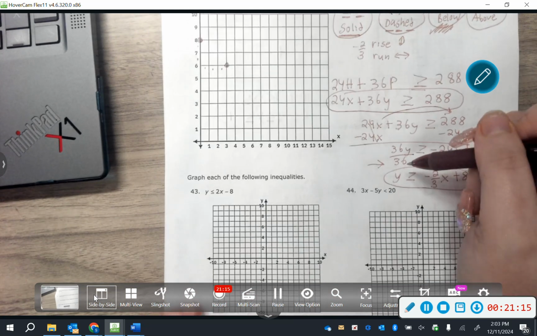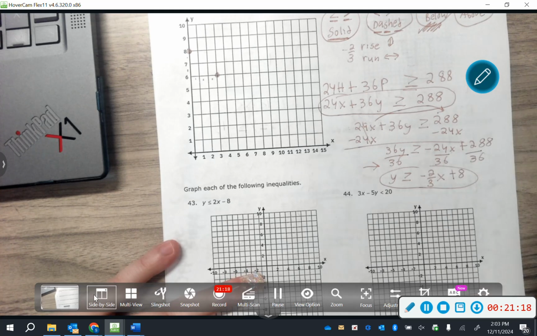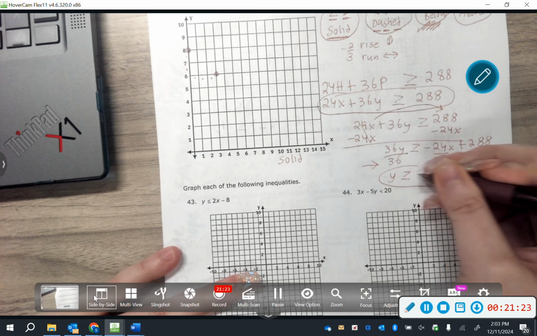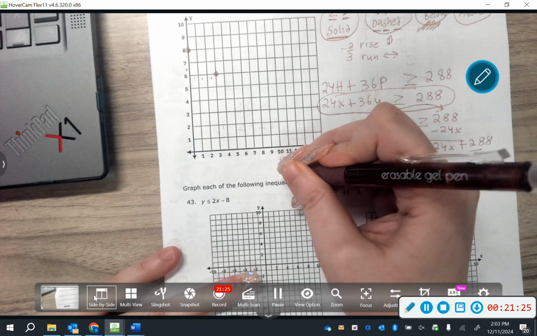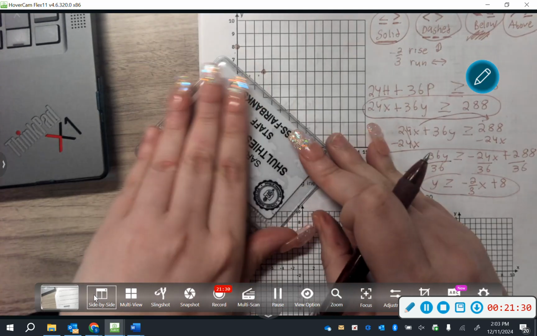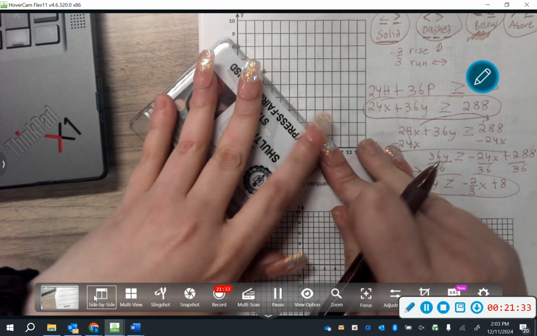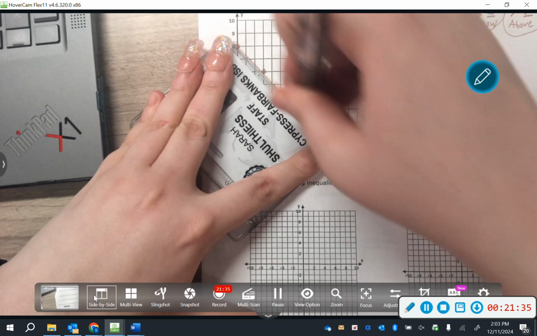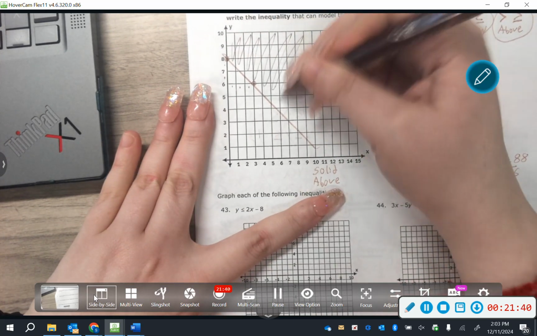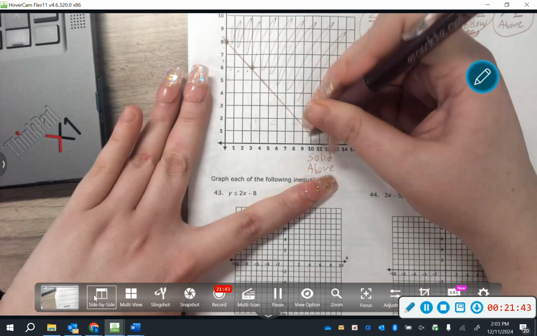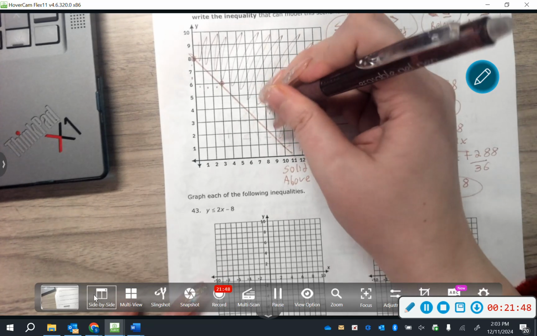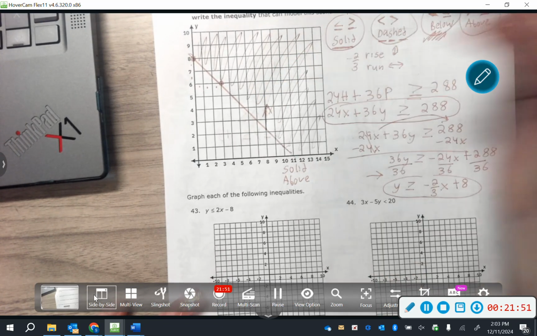Okay, so here's what we know. If it's y is greater than or equal to, first of all, solid or dashed? Solid because it has or equal to. If it's greater than, do we shade above or below? Above. So our line is going to look something like this. And then you shade above. So it's a solid line, we shaded above the line because it's greater than or equal to.